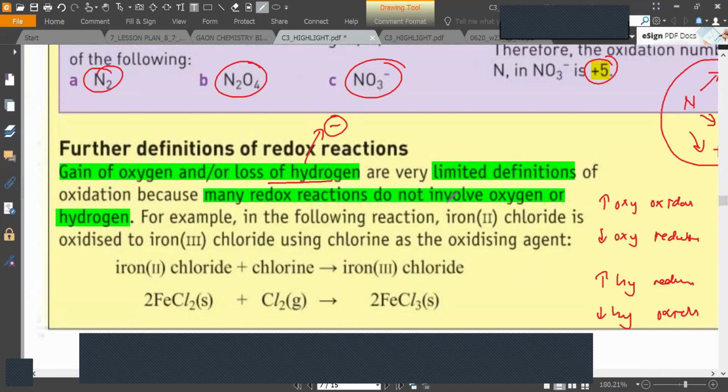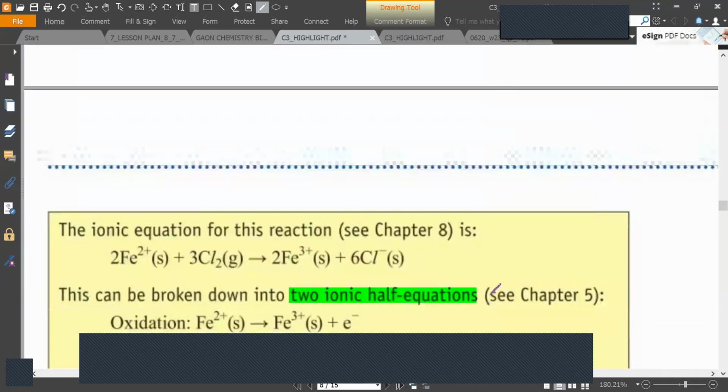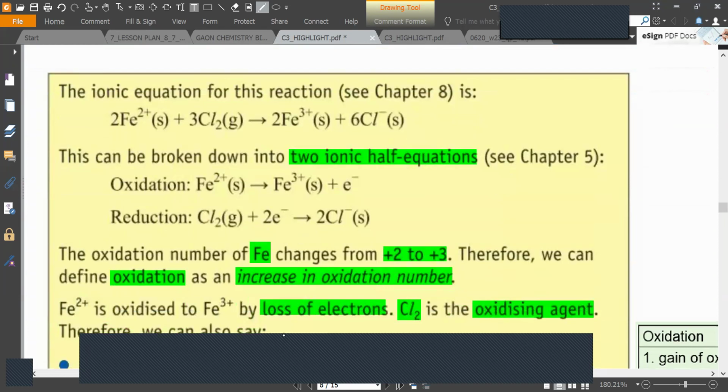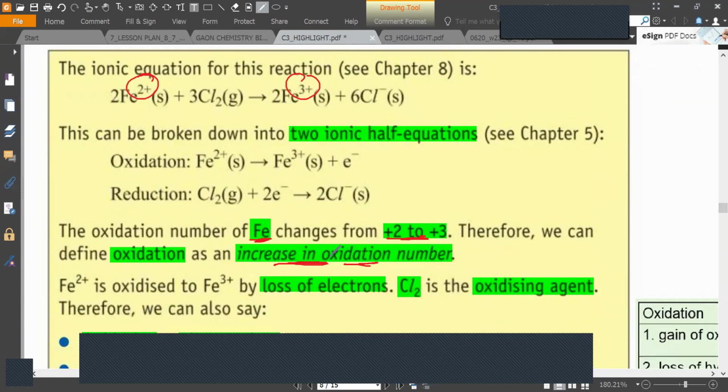But how about if we do not have oxygen or hydrogen in the chemical reaction? Then we cannot use this. We must use oxidation number. That's why just now we studied the oxidation number. So we can see here this iron is going from +2 to +3. Increase in oxidation number, it is oxidation. How about chlorine? Chlorine is going from 0 to -1. It's a decrease of oxidation number, so this is a reduction.